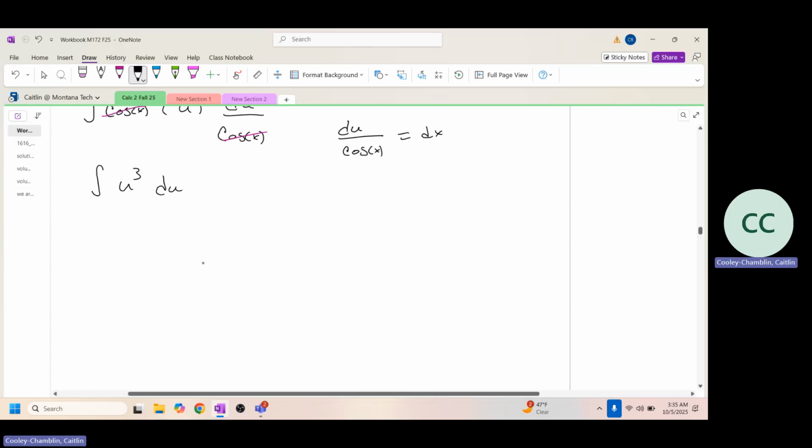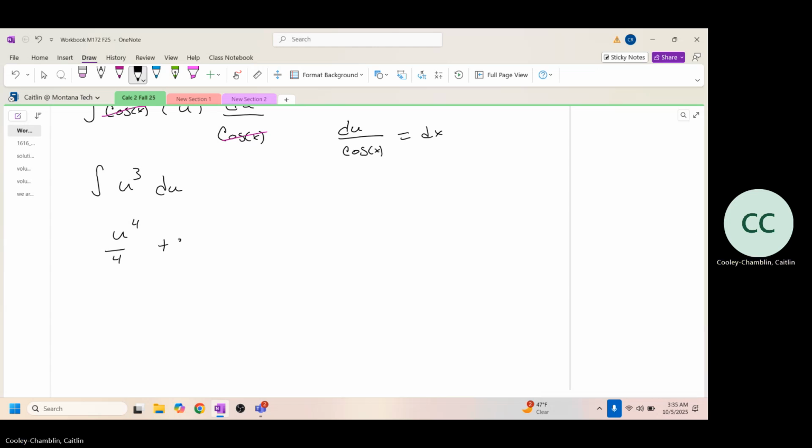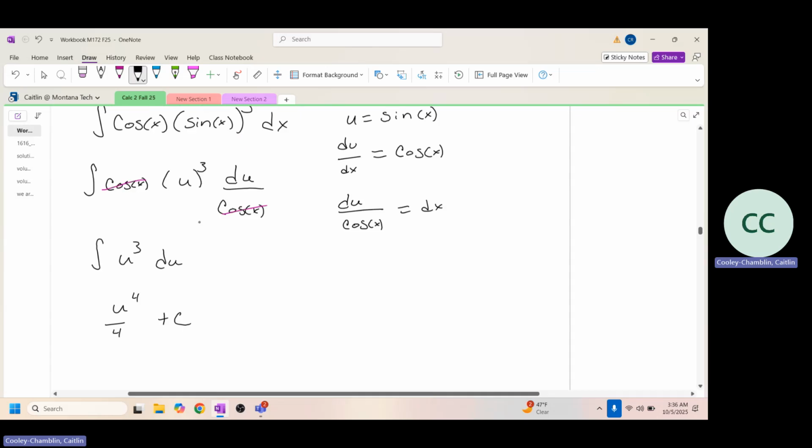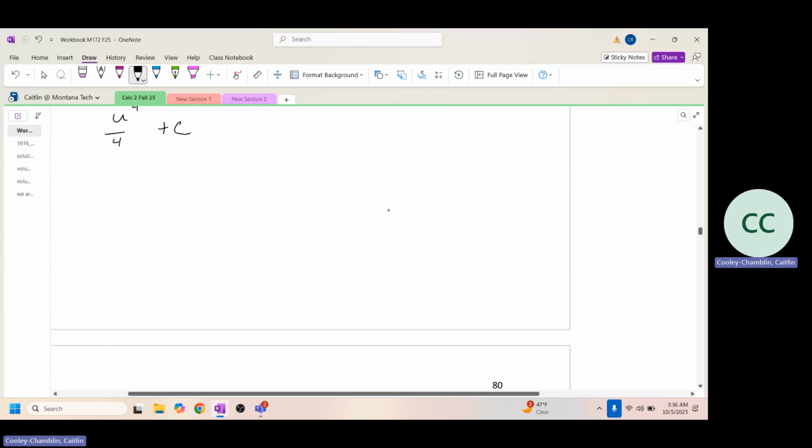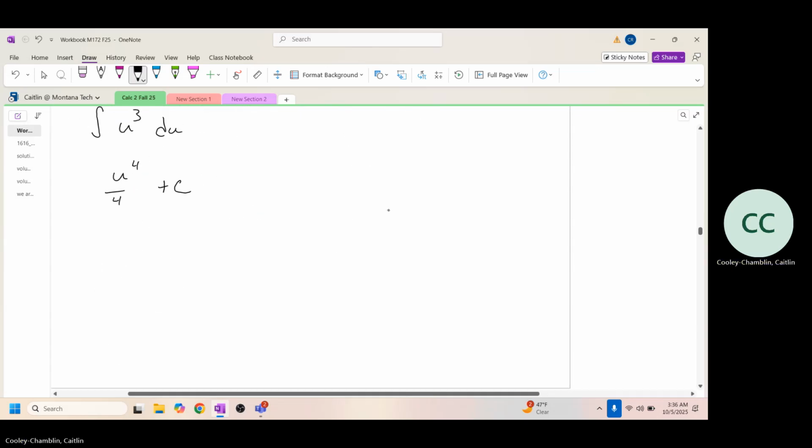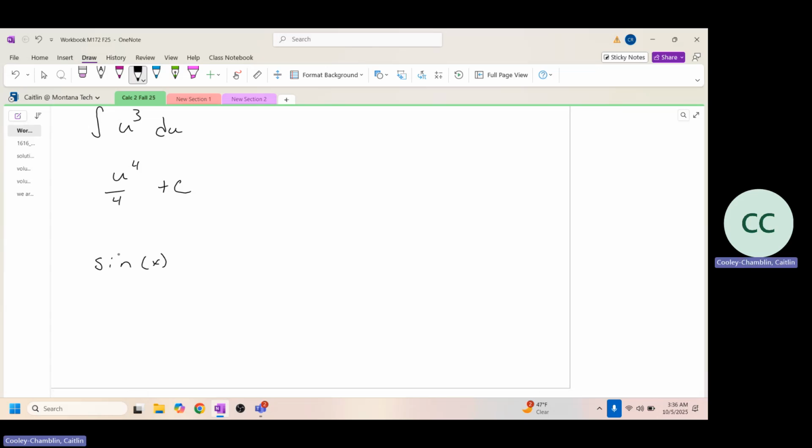Now we can integrate this, and we get u to the fourth over 4 plus c, and we can plug our u back in, which is sine. So sine of x raised to the fourth over 4 plus c. Okay, so that's pretty straightforward.